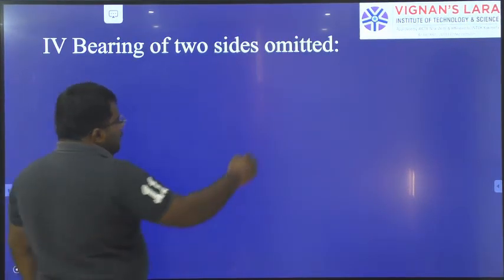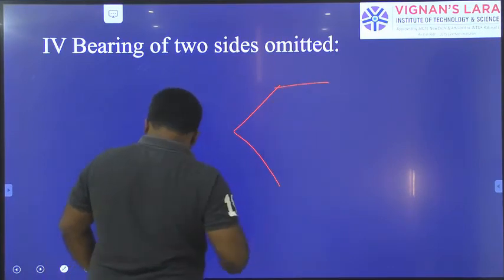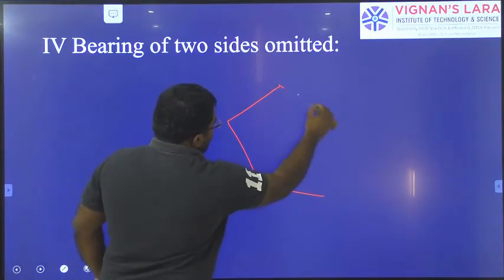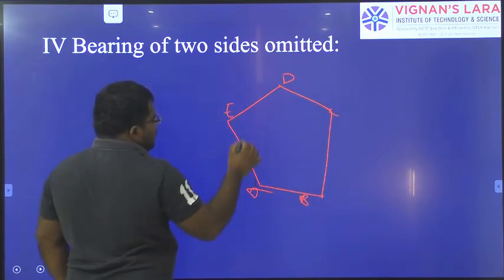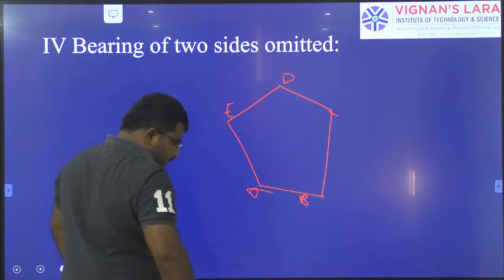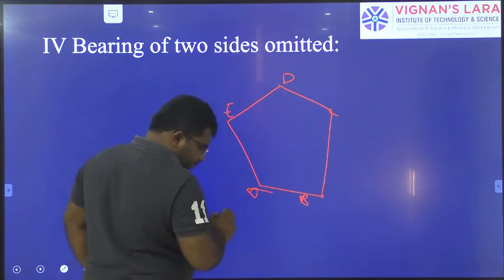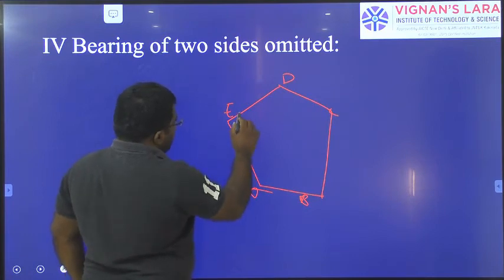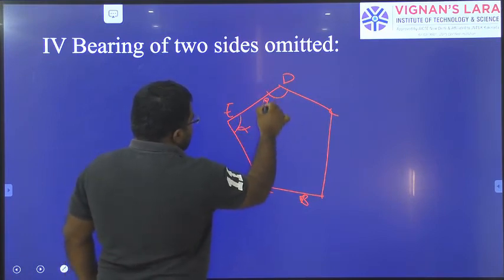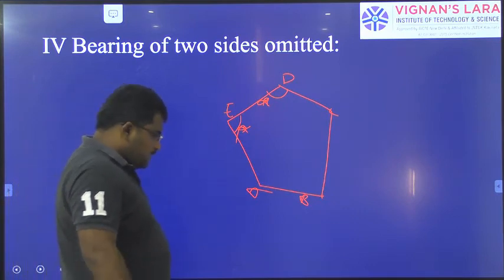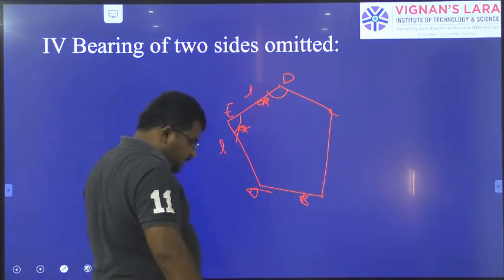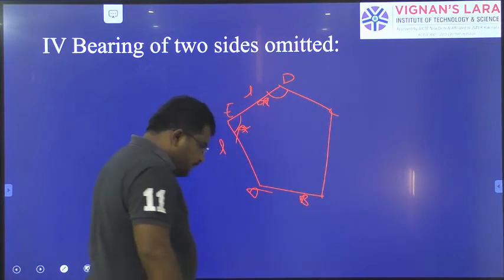So here the bearings of both DE and EA are omitted. Okay, this is A, this is B, this is C, this is D. Now we don't know the bearings of both EA and DE, and this is beta, this is alpha. These two values we don't know, but the length and bearing of the closing side, all those things we will know, right? So the length and bearing of the closing side can be calculated.